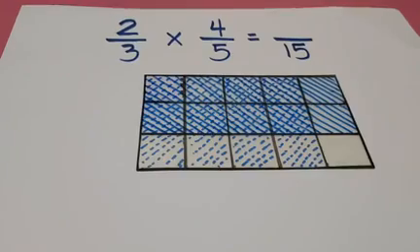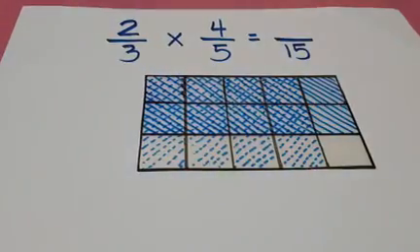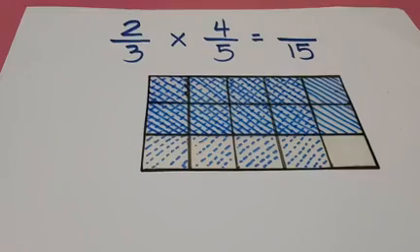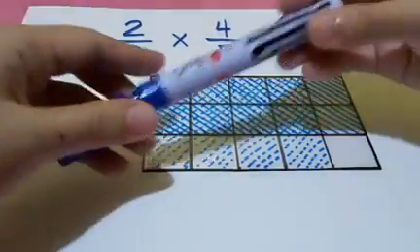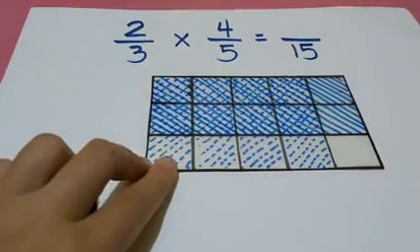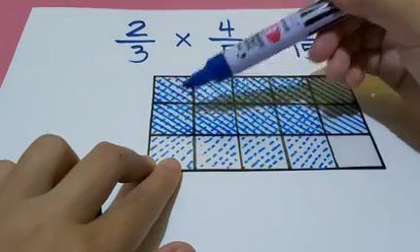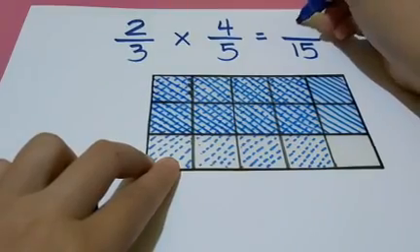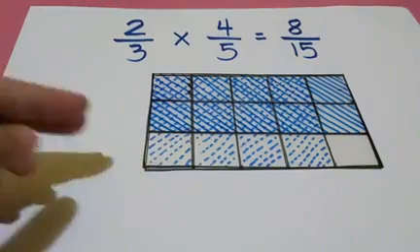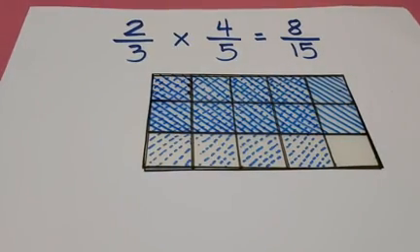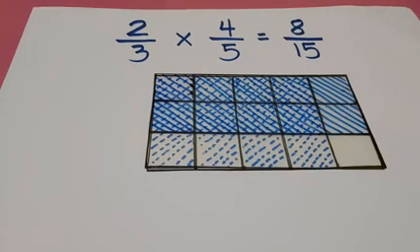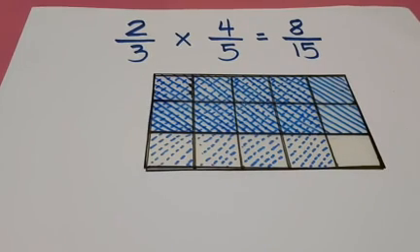denominator. And then, to know the numerator, we are going to count the double-shaded part na nabuo dun sa ating combination of models. So, let's count the double-shaded part. So, we have 1, 2, 3, 4, 5, 6, 7, 8. And that is our numerator. So, our answer is 8 over 15. Kaya pa bang ilowest term? 8 and 15 doesn't have a common factor. So, that is already our final answer.